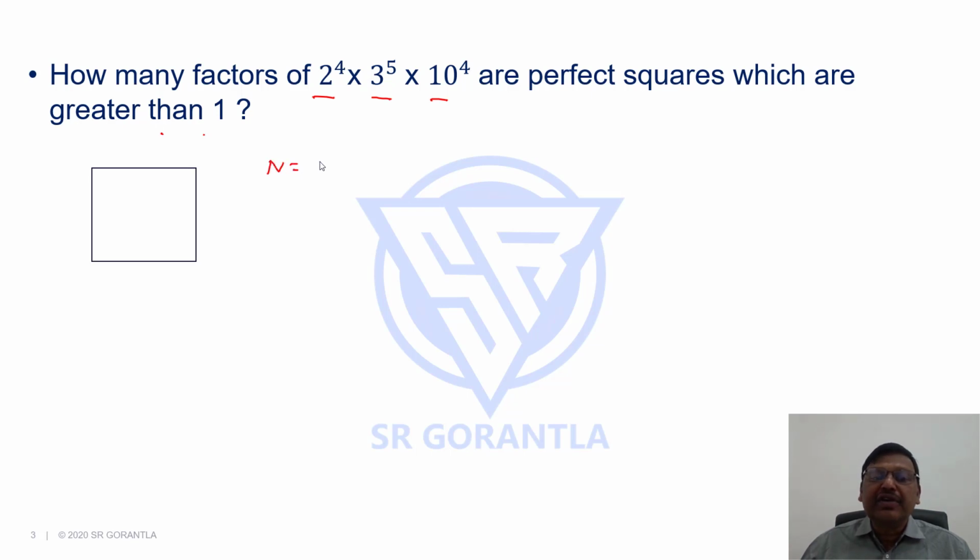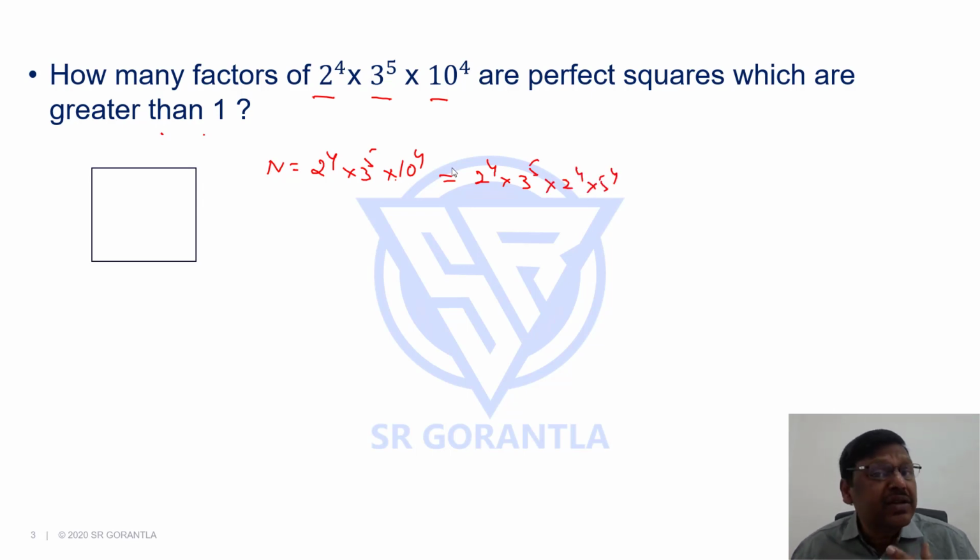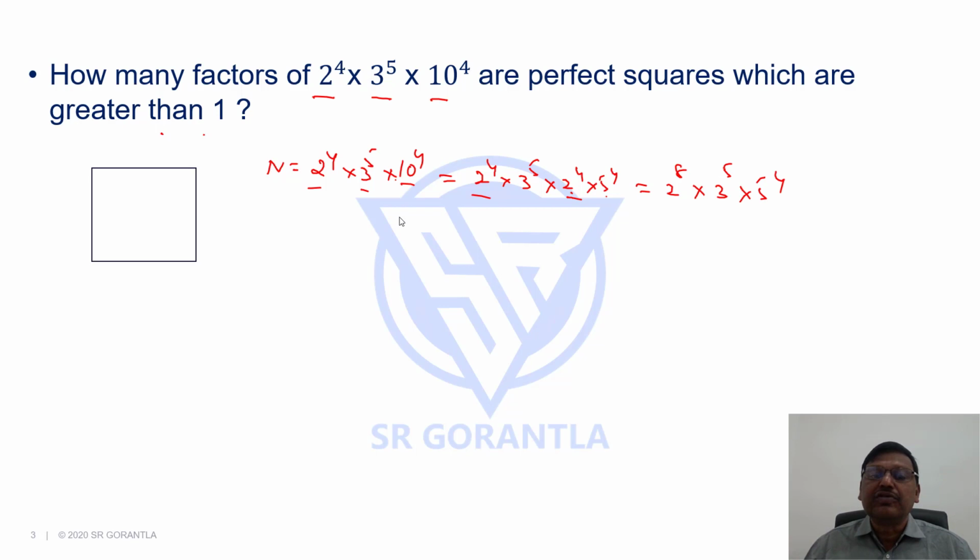So the number we have is 2 power 4 into 3 power 5 into 10 power 4. Okay. We'll write this 10 power 4 as 2 power 4 into 5 power 4. We are trying to break this into prime numbers. 2 is already a prime number, 3 is a prime number, 10 is not a prime number. We are writing it as 2 power 4 into 5 power 4. So 2 power 4 into 2 power 4 will be 2 power 8 into 3 power 5 into 5 power 4.